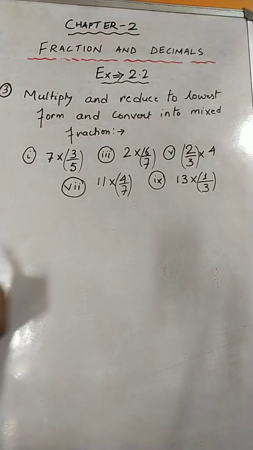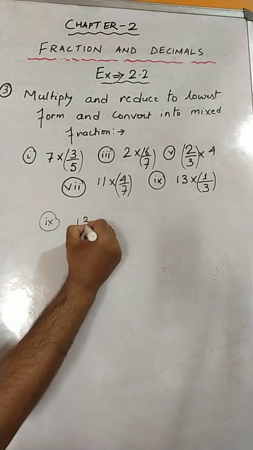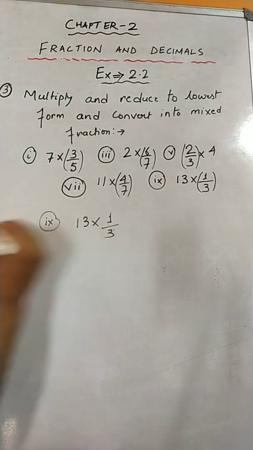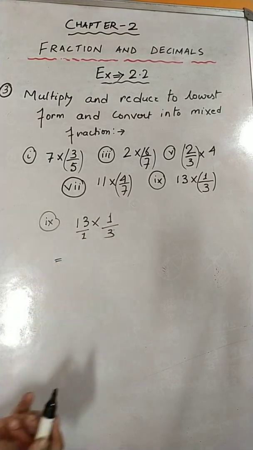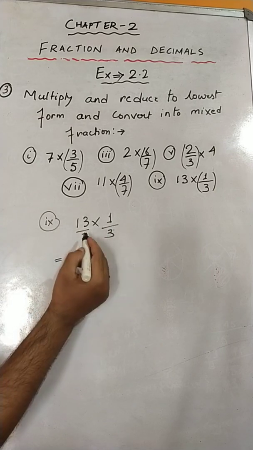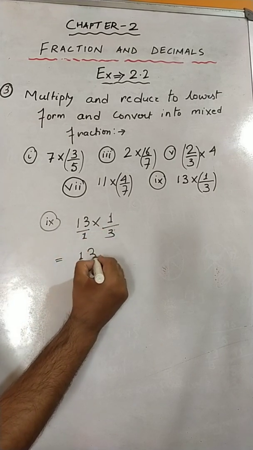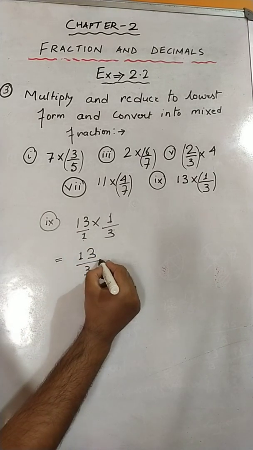So sum number 9 would be 13 into 1 by 3. So again we cannot reduce any number. So again there is only one option. What? Yes, that is numerator into numerator, denominator into denominator. So 13 1s are 13, 1 3s are 3. Okay, now let's convert it into mixed fraction form.